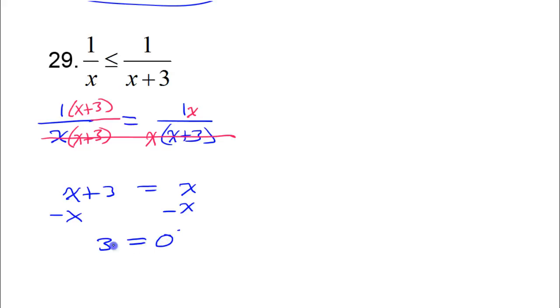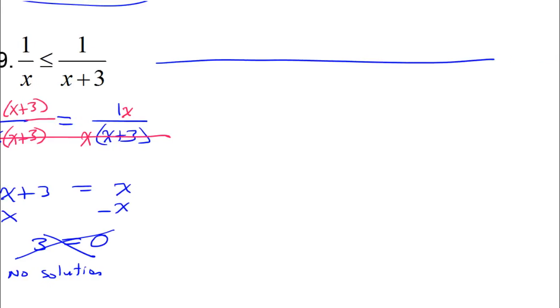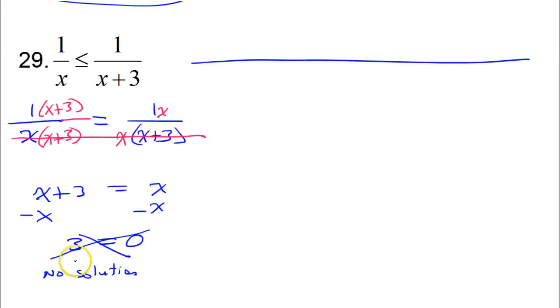3 does not equal 0. So this does not make any sense. That means this equation had no solution, but yet that does not mean the inequality itself has no solution. No solution is not the answer to the overall question. The reason why is because when we graph our critical values, the critical values come from two places: the solutions to the equation and any excluded values. Well, we didn't have any solutions to the related equation, but we do have excluded values.